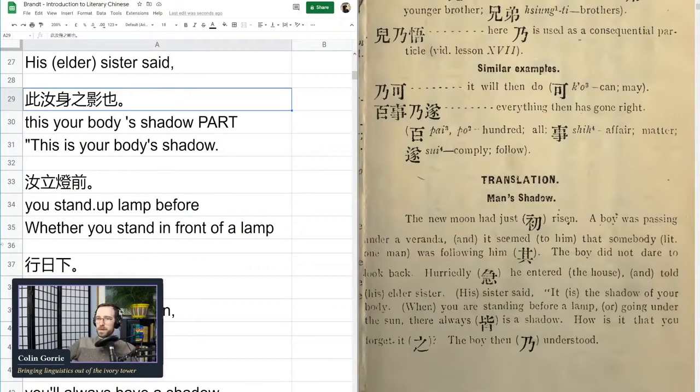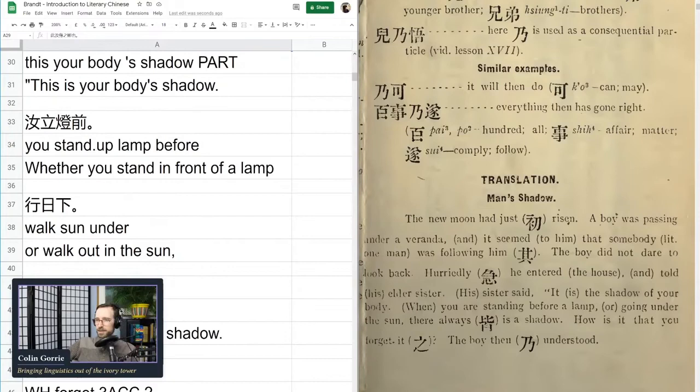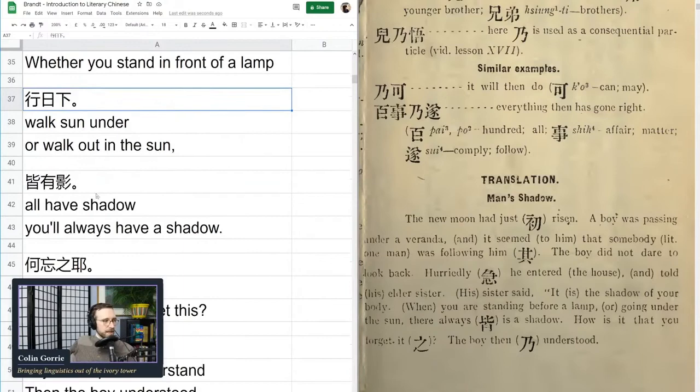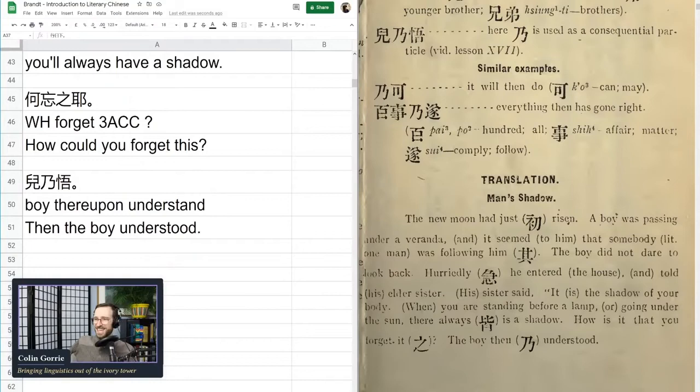And here we have, when you are standing before a lamp or going under the sun, there's always a shadow. So whether you stand in front of a lamp or walk out in the sun, you'll always have a shadow. More or less the same. The only difference is instead of this weather, they have a when. And then, how could you forget this? And Brandt has, how is it that you forget it? The boy then understood. Then the boy understood. Okay. So that's interesting. I feel as if this is sinking in a little. The writing system makes it quite hard. The writing system makes it hard for me anyway, because my literacy in Mandarin is not super wonderful. But bit by bit, we can start to read these texts.